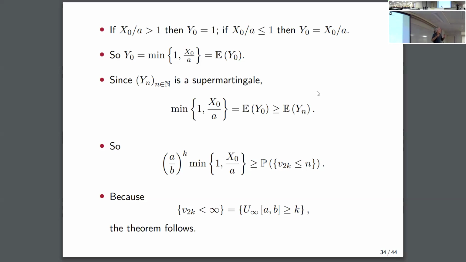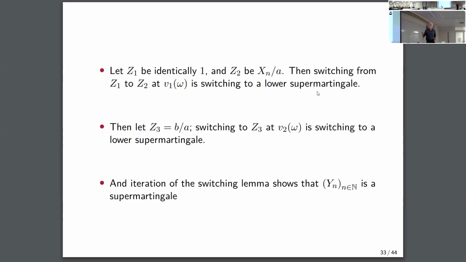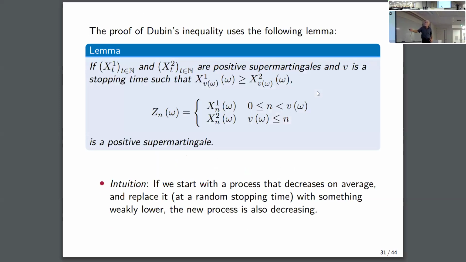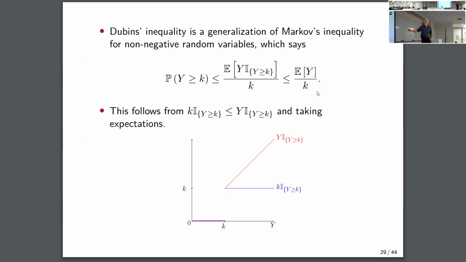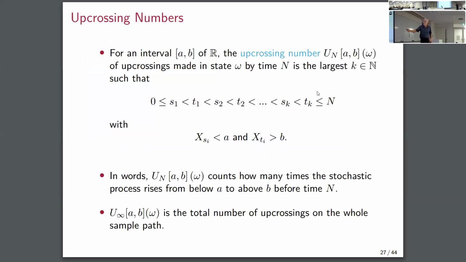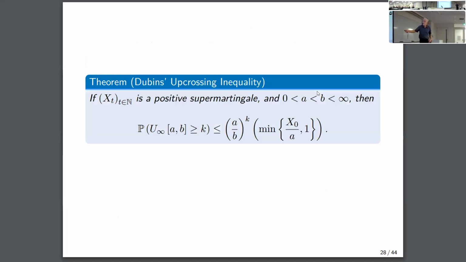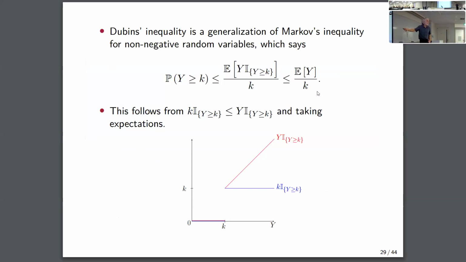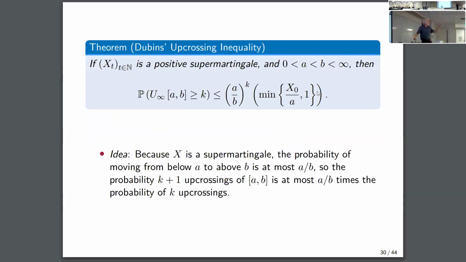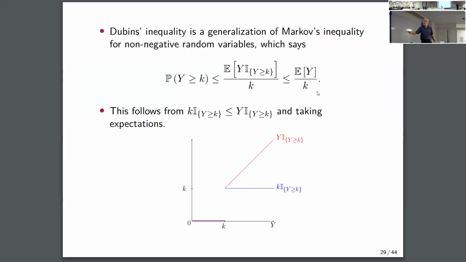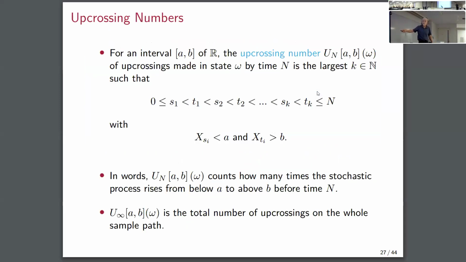At least you see the main idea, which is that we are falling back on repeated use of Markov's law, Evan's idea that if we replace some supermartingale with a lower one, it's still a supermartingale, and then some careful counting and notation.